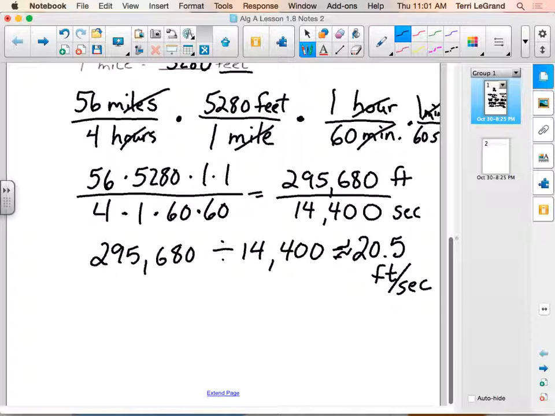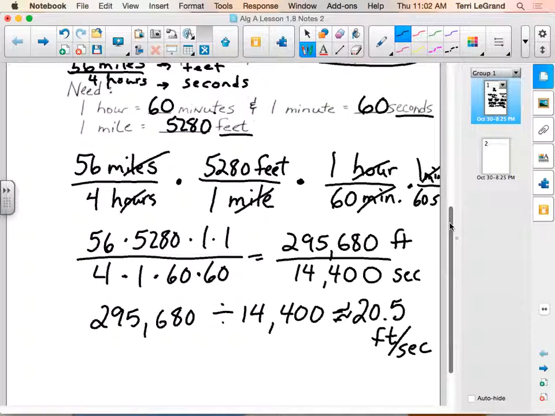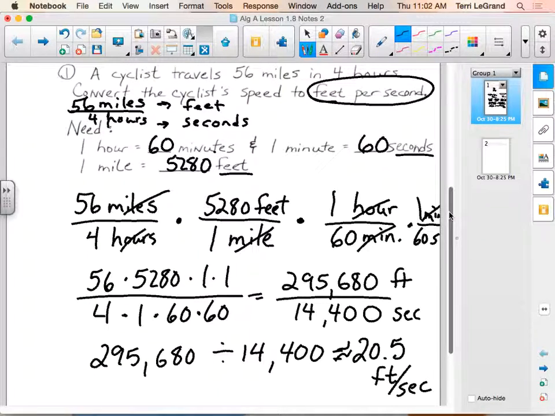Now, there is something that we could have done a little bit differently in this one. And I'm just going to point it out and draw it to your attention. In the beginning, when we had 56 miles over 4 hours, we could have simplified that fraction. Does 4 go into 56? How many times? Anybody know? That'd be 14 times. We could have changed that to 14 miles per 1 hour. We could have made that into a unit rate to start with, and then we would have been working with smaller numbers.